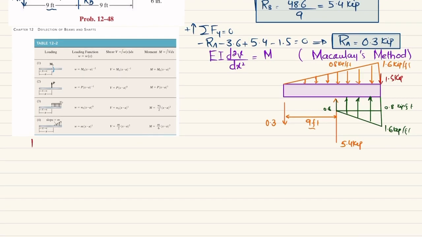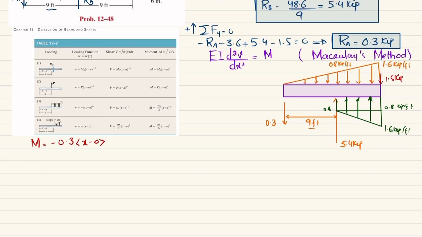So this moment M will be equal to, the first load is this 0.3 kips and that is acting downward, so this moment equation will be negative. So I will write this moment is equal to minus 0.3 into x minus a, where a is equal to 0, because this load starts at the beginning, so this will be minus 0.3 into x minus 0.